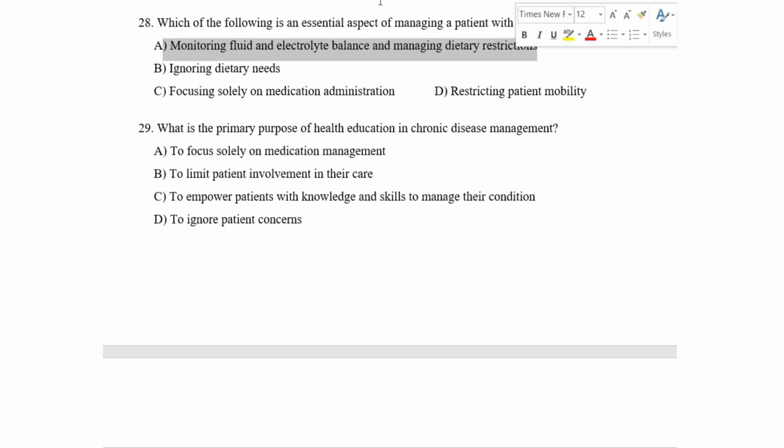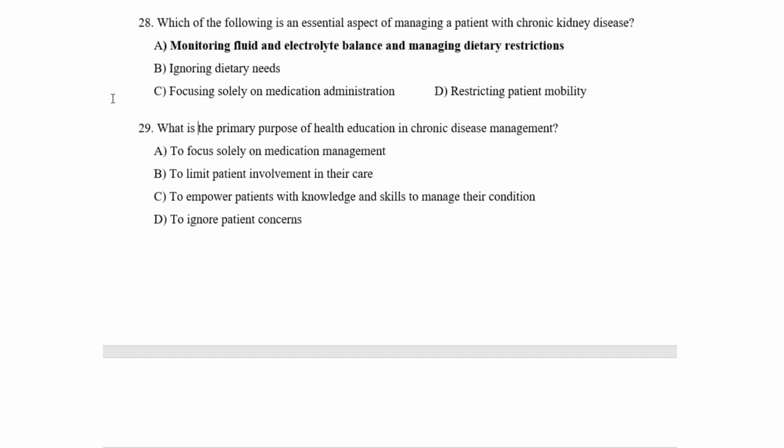Well, त्यसै गरी हामी क्वेशन नम्बर 29 मा हेरौं त. What is the primary purpose of health education in chronic disease management? Option A मा रहेछ to focus only on medication management. Option B मा रहेछ to limit patient involvement in their care. Option C मा रहेछ to empower patients with knowledge and skills to manage their condition. Option D मा रहेछ to ignore patient concerns.